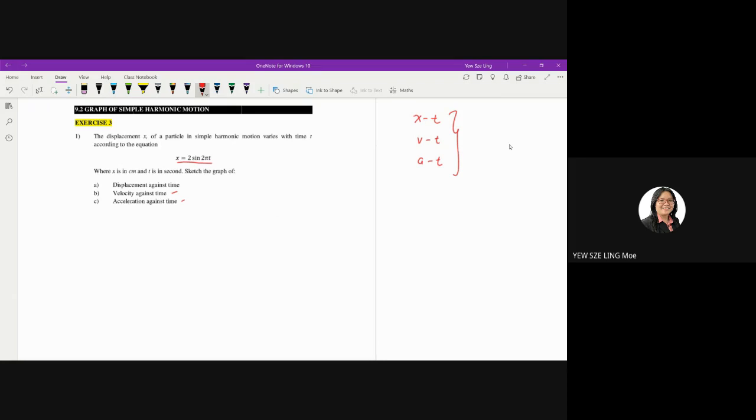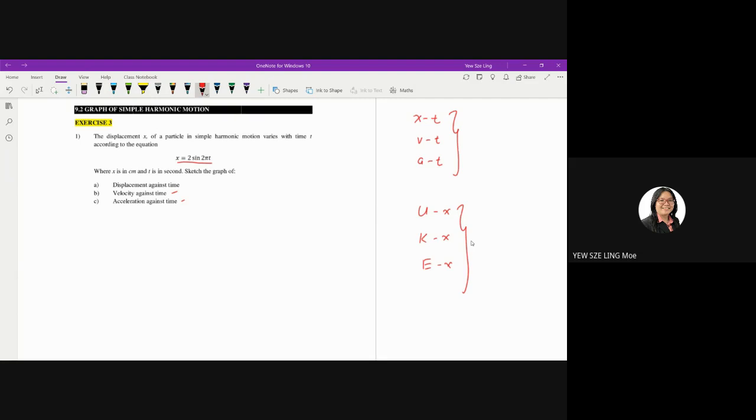Other than these three fundamental types of graph, you also have to know how to sketch graphs for energy. We have three types of energy: a Ux graph, a Kx graph, and also the Ex graph. What does x mean? It's displacement. You have positive displacement and negative displacement. These three graphs, you need to know how to sketch the shape. So basically, that's it.